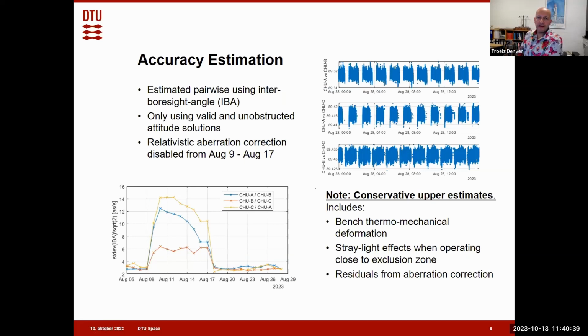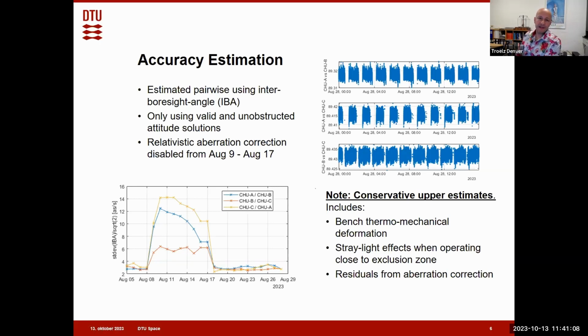Third thing, trying to characterize the accuracy of the star trackers. This is always difficult because we don't really have any ground truth. But since we have 3 different star trackers, I can use one star tracker as a reference for another, which essentially gives me 3 different possible pairs of star trackers: camera AB, AC, and BC.